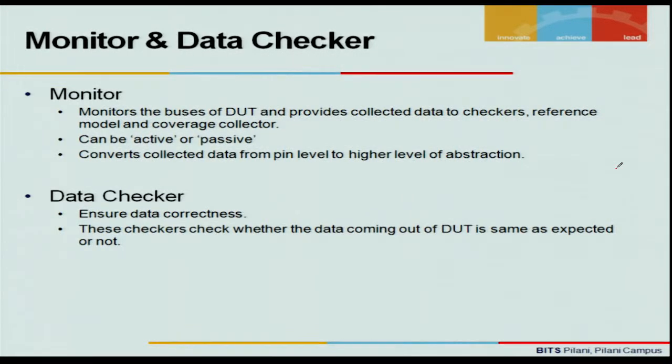Okay, monitor and data checkers. So till now we have seen the generator. From the generator, data is being passed to the driver. From the driver, it drives the DUT, and from that we get to the scoreboard, and then we have input and output from the connecting wires, on which we have assertions, basically protocol related checks. Now we look at the monitor and data checker.